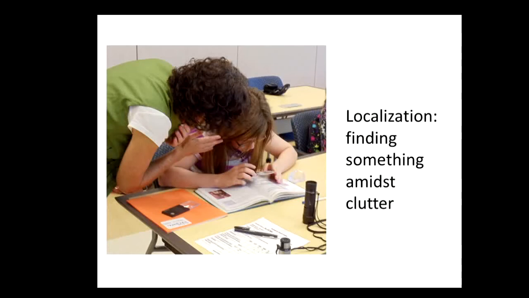Localization is finding something amidst clutter, like a particular word on a page or the graphic that goes with text in a book. Cindy is teaching this student how to locate something on a page in a textbook.